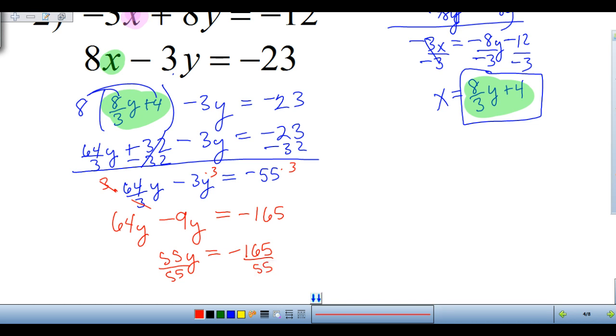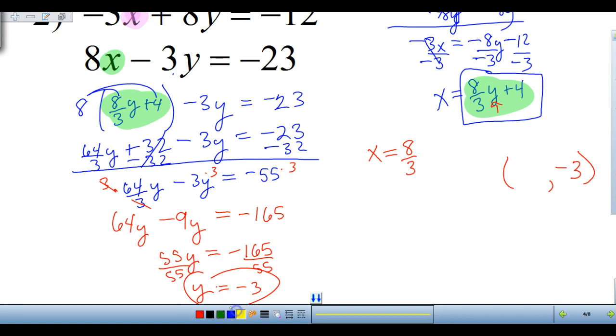And you'll get y equals negative 3. So you know that the y coordinate's negative 3. Be careful, pay attention to the letter that you got. Now you have to plug it back in here to figure out what x was. So always go back to your boxed stuff. So x equals 8/3 times, and we know that y is negative 3, so I'm going to plug that in there, and then plus 4.